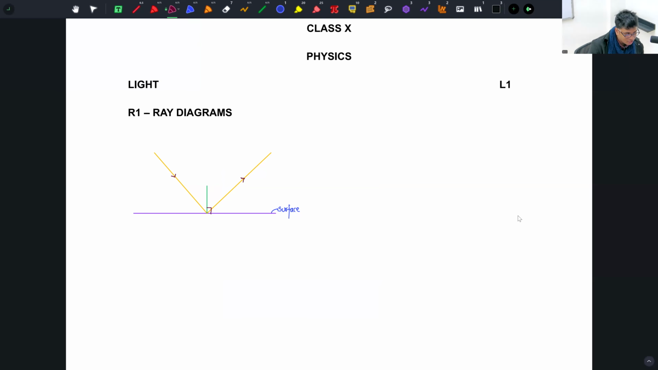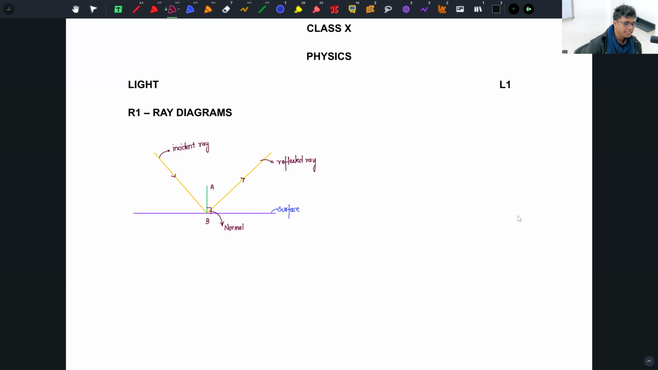This particular line, and this doesn't have to have arrows, it can be a dotted line. This AB is what we call normal. Okay, this AB is what we call normal, and this is the surface. This is what we call as the what? Incident ray, and this is what we call as the reflected ray.